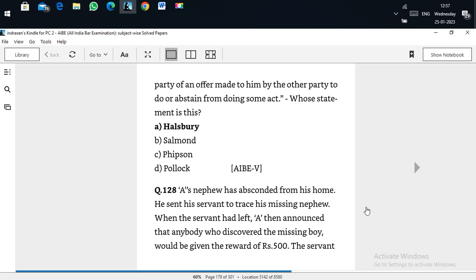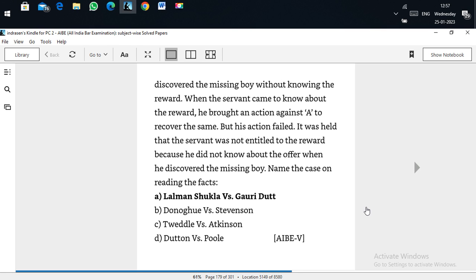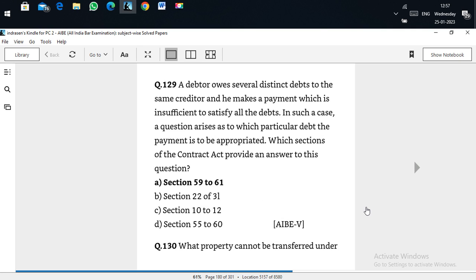A's nephew has absconded from his home. He sent his servant to trace his missing nephew. When the servant had left, A announced that anybody who discovered the missing boy would be given a reward of 500. The servant delivers the missing boy without knowing of the reward. When the servant came to know about the reward, he brought an action against A to recover it. But his action failed. It was held that the servant was not entitled to the reward because he did not know about the offer when he was discovering the missing boy. This is the popular case Lalman Shukla versus Gauri Dutt.